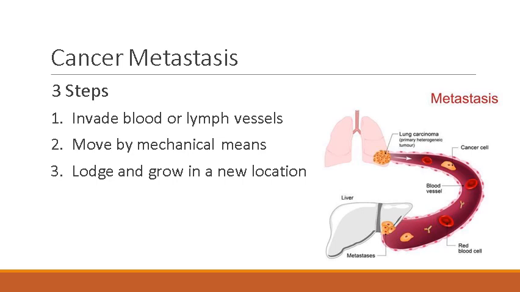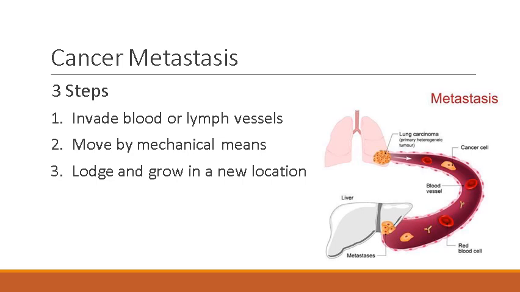So when this happens, there's 3 steps that take place. That cancer invades the blood or lymph vessels. That allows it to travel. It moves by mechanical means to another area of the body, and it lodges and grows in a new location. I find this illustration kind of helpful. I like visual aids to help. So let's say somebody has lung cancer. They have a lung carcinoma.